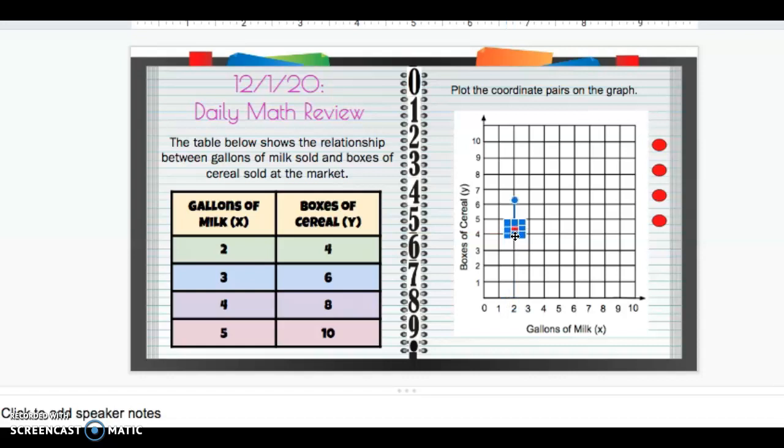Okay? Next one is 3, 6. So you start at your point of origin, 0, 0. You walk to your 3, fly to your 6.